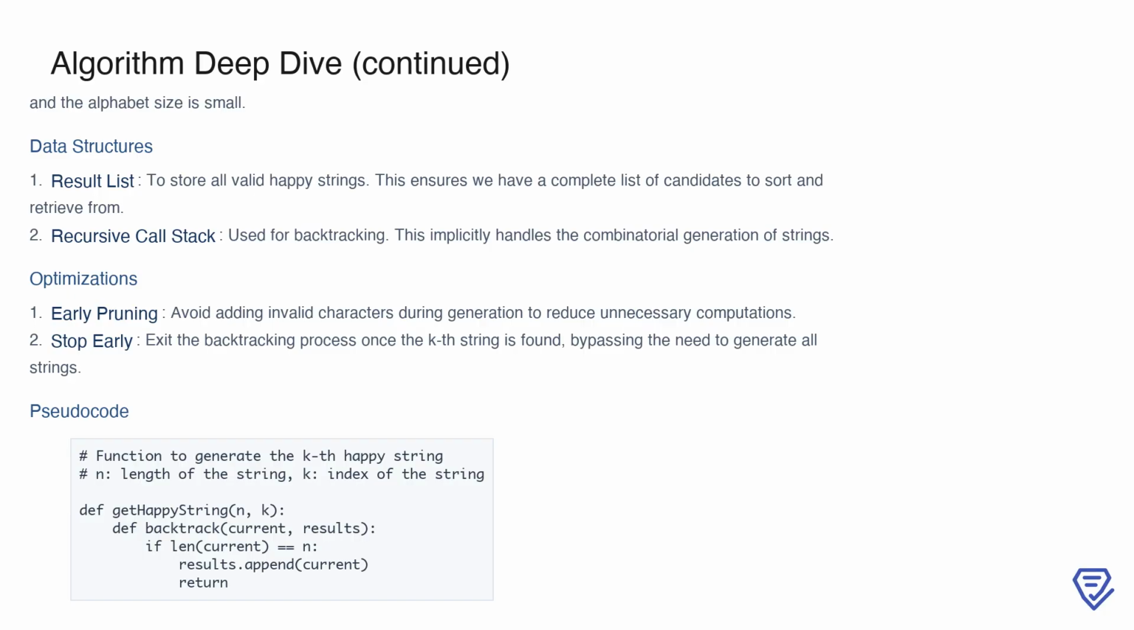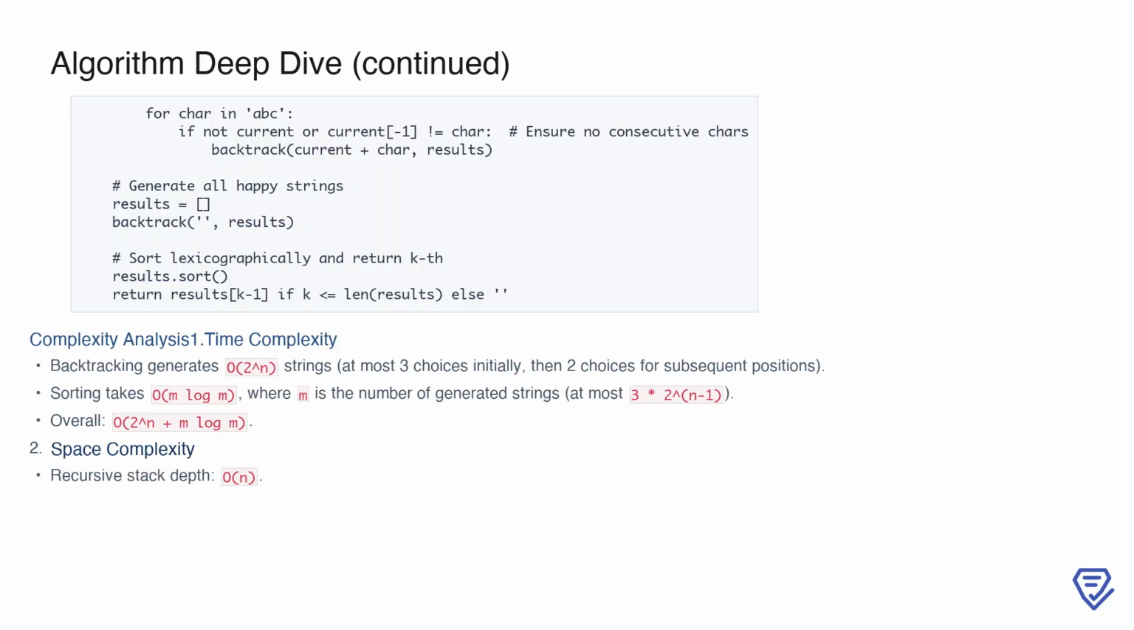If the length of the current string matches n, we add it to the results and return. Otherwise, we iterate over the characters a, b, and c, checking that the new character doesn't match the last one in the current string before recursively continuing the process. The pseudocode continues by iterating through the characters and adding only those that meet the constraints. If a valid character is found, it's appended to the current string, and the backtracking function is called recursively with the updated string. Once all happy strings are generated, we sort the results lexicographically.